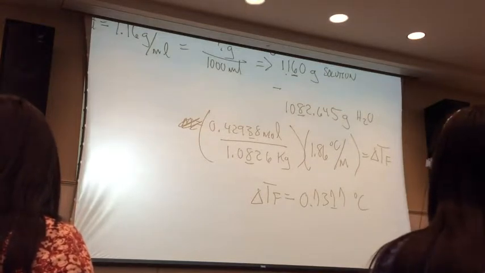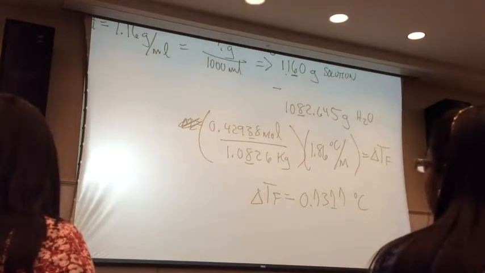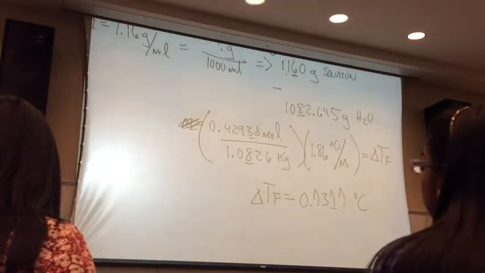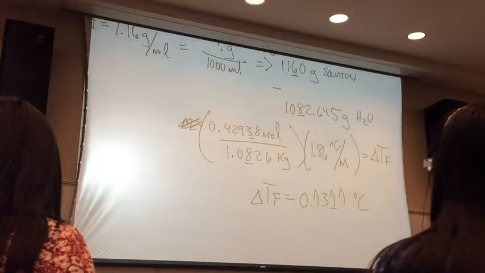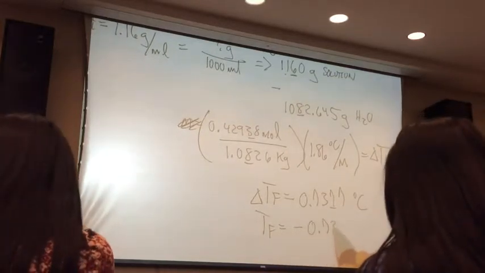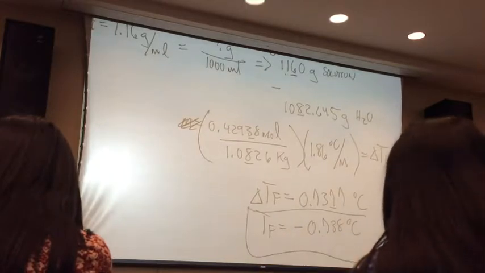So your freezing point of this solution is going to be what? The freezing point for your solution will be 0, water is 0, 0 minus this number. So your freezing point, your Tf, will be minus 0.738 degrees Celsius.